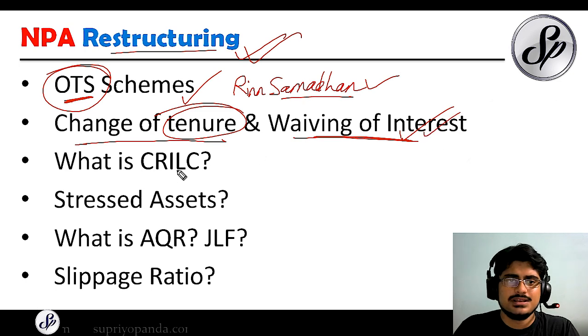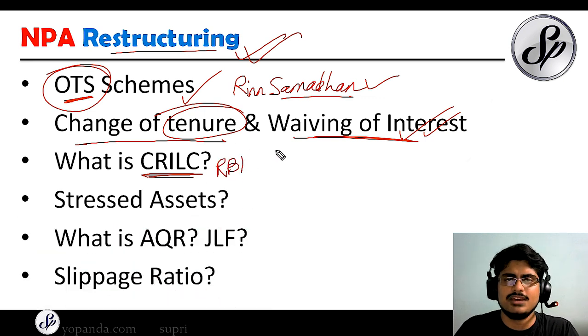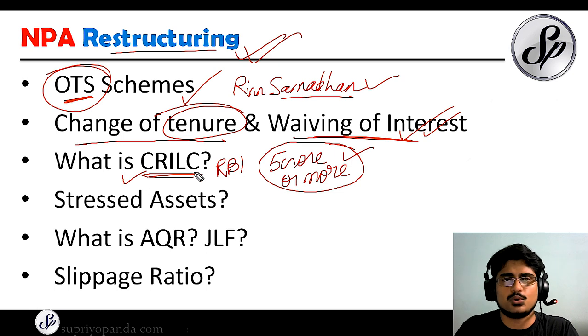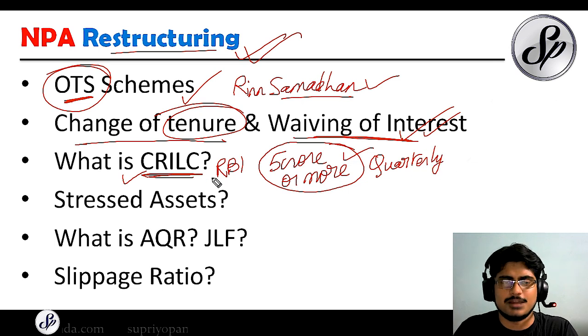Now what is the CRILC? This is the Central Repository of Information on Large Credits. It is maintained by the RBI for borrowers which have exposures of 5 crore or more. For any borrower with exposure of 5 crore or more, you can find the details in the CRILC. Each and every bank has to send a quarterly report to the RBI, and that is how the CRILC is maintained by the RBI. Any loans of 5 crore or more, you have to send to this CRILC.